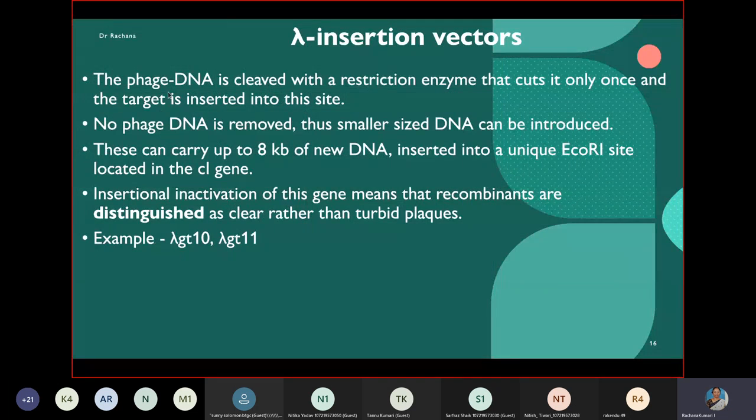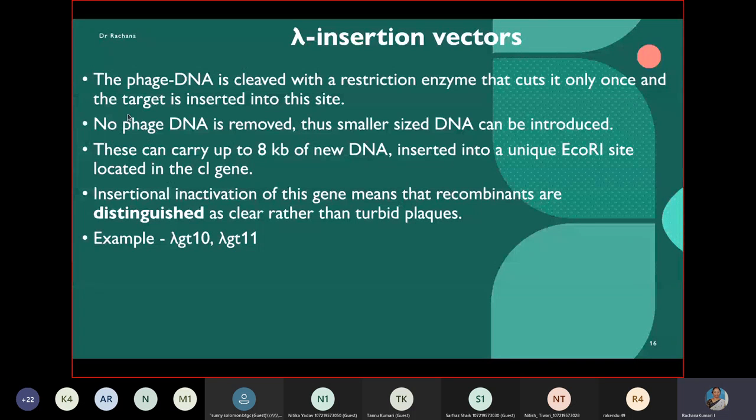The Phage DNA is cleaved with a restriction enzyme that cuts it only once. Whereas for replacement, we require two cuts so that the center fragment can be removed, creating a big gap, and that big gap will be replaced by the DNA of our desired gene. Therefore, in insertion vectors, there is no removal of the Phage DNA. No genetic material is lost.